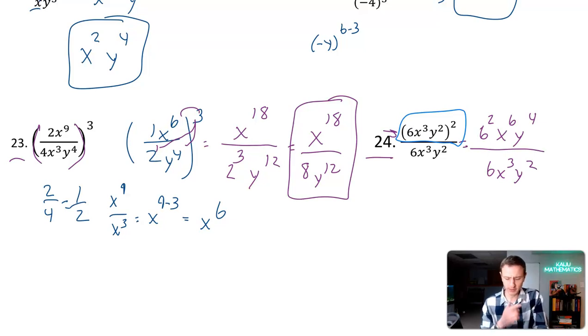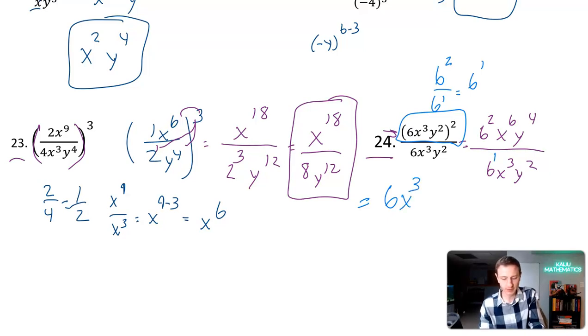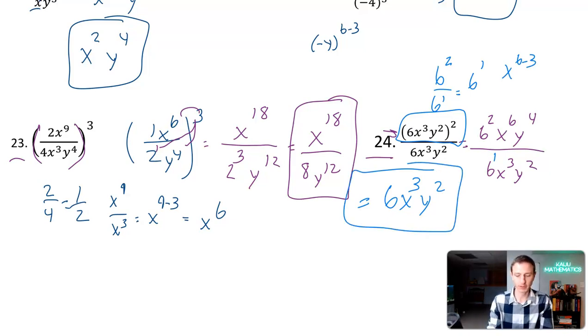There's 2 ways of going about simplifying this. The first route is you could do 6 squared, which is 36, and then 36 divided by 6 is 6, or 6 to the second over 6 to the first. 6 to the 2 minus 1 is 1, so you get 6 either way. And then x to the 6 minus 3 is 3. And then y to the 4 minus 2 is 2, so y squared. So 6x to the third y squared.